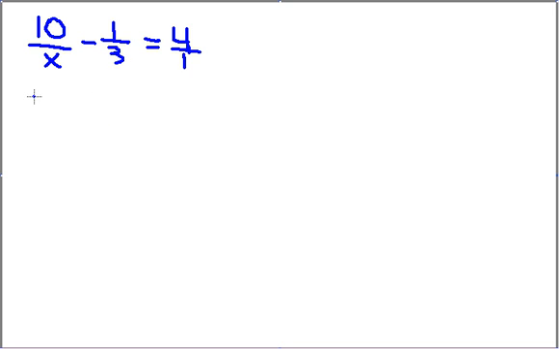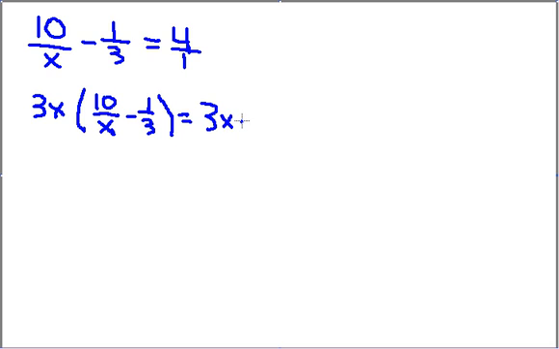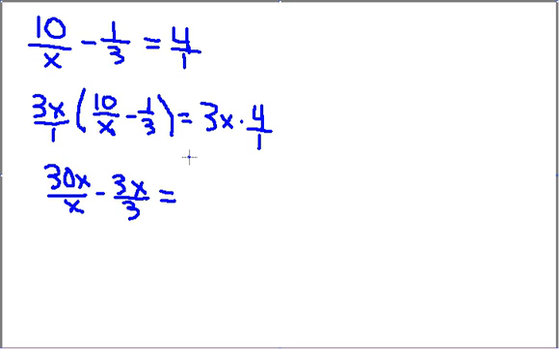So what we're going to do here is we're going to multiply both sides of the equation by that common denominator of 3x. So on the left-hand side, we're going to have 3x times 10 over x minus 1/3. And then on the right-hand side, we're going to have 3x times 4 over 1. Now let's go ahead and distribute this through. It's the same thing as 3x over 1. 3x over 1 times 10 over x is 30x over x. 3x times minus 1/3 is minus 3x over 3. That takes care of the left side. Then on the right side, we have 3x times 4, which is just simply 12x.